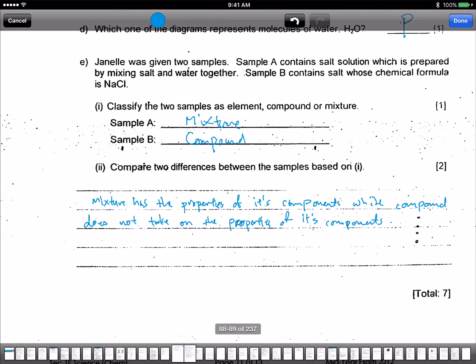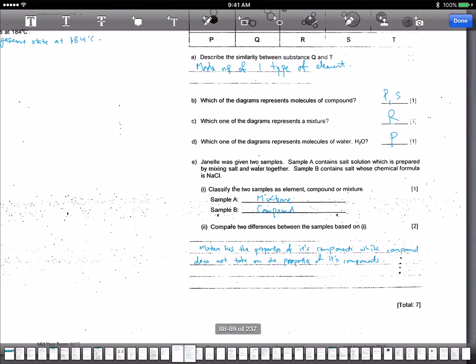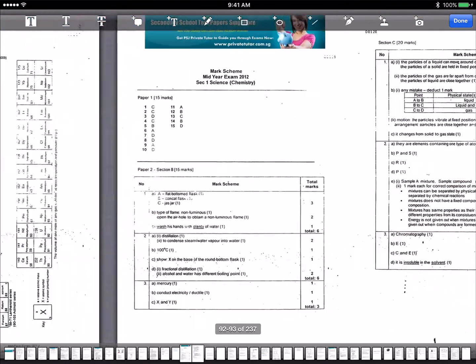Okay, let's continue. So you got the other one, right? The other difference. Simple, straightforward. Next.